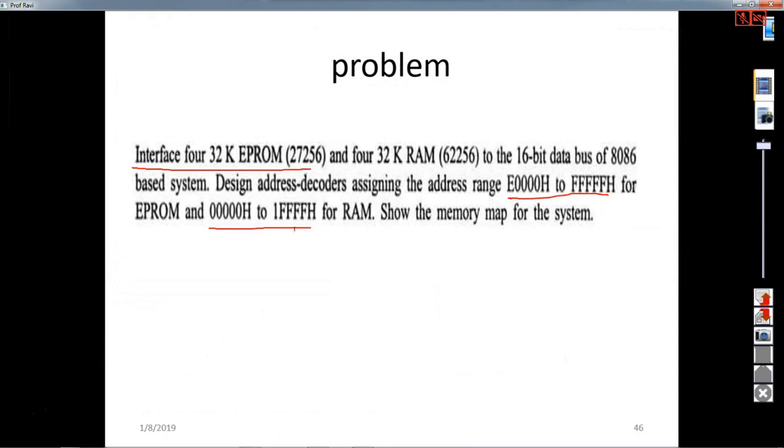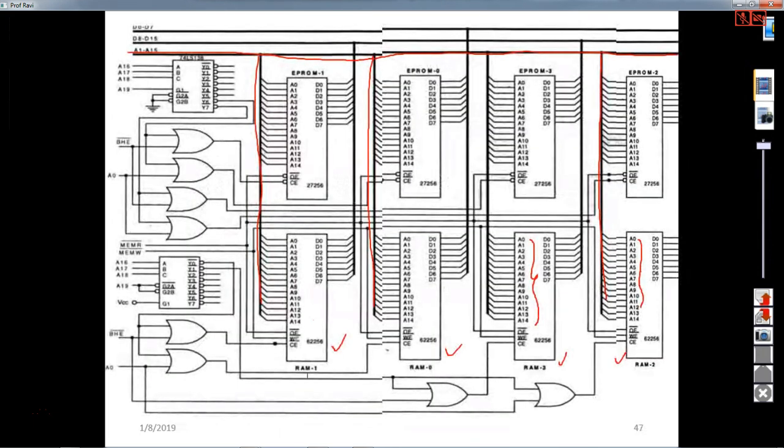10002 to 1FFFF, this is 64K. So here the total memory is F into 16 power 0, F into 16 power 1, F into 16 power 2, F into 16 power 3, F into 16 power 4 plus 1 into 16 power 5. So those many locations you are going to give the addresses. So then the whole memory RAM.